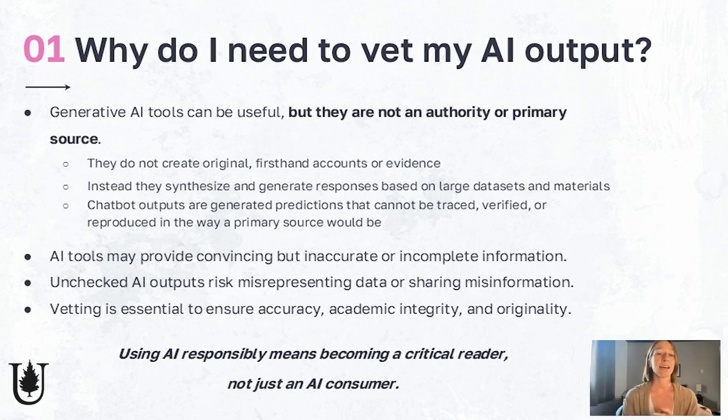Our motto is that using AI responsibly means that you become a critical reader, not just an AI consumer. This is with any kind of source or information that you're getting. You need to be a critical reader and use your vetting skill set to really check and see, is this information accurate, unbiased, and credible?